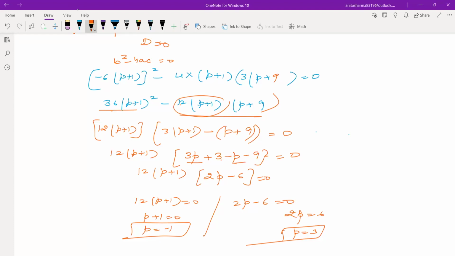And I'm sending a worksheet also. 2 worksheets I'm sending. One is MCQ and second is subjective. So all have understood, children? Is there any doubt in this? No, ma'am.